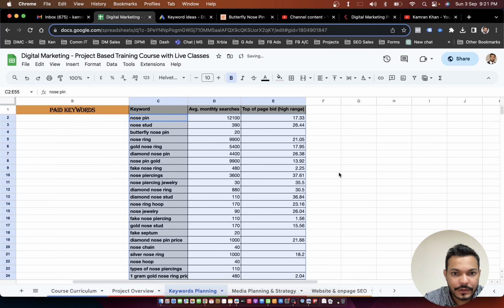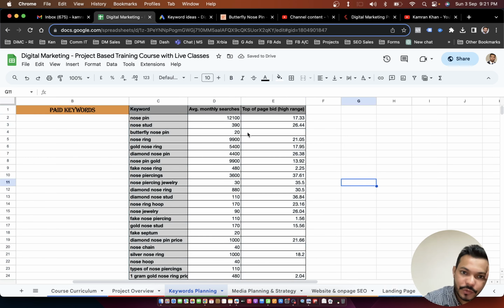And here, let's choose the right keywords. So you can see the most prominent keywords for this campaign, be it SEO or paid, are going to be nose pin, then nose stud, then butterfly nose pin. We really have limited keywords, but yet they shall be considered for the keyword selection. Then we have nose ring, gold nose ring, diamond nose pin.